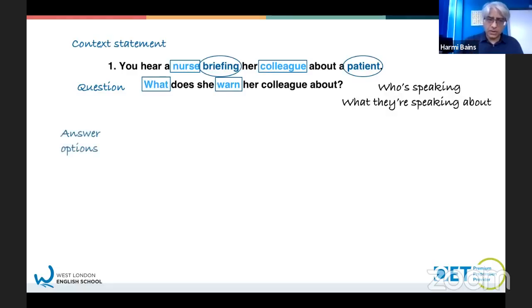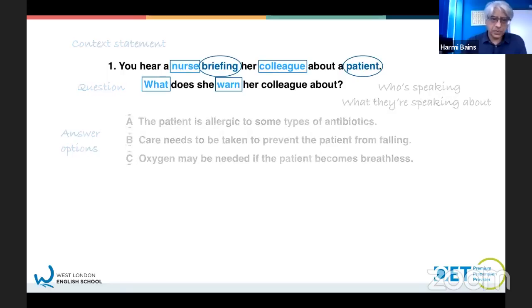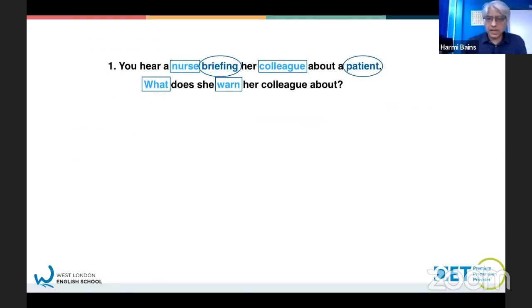So we also have answer options, A, B and C. We'll look at these a little closer in a moment. But first of all, I'm going to get rid of all of that, and what we're going to try to do is actually answer the question without looking at the answer options. I know this sounds a little bit unusual, but bear with me.